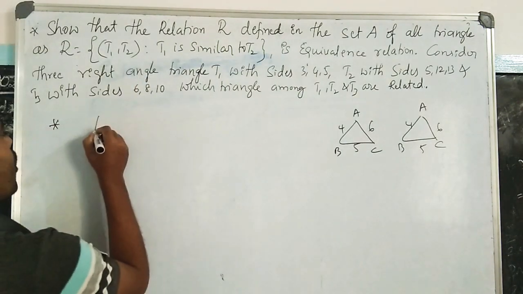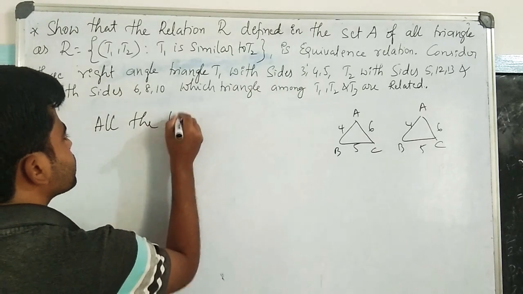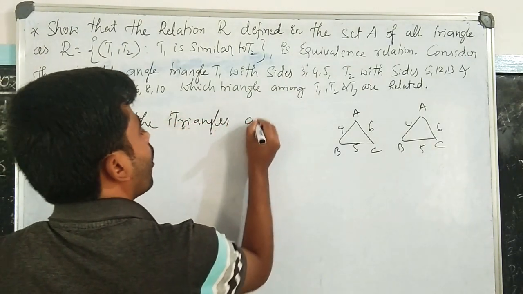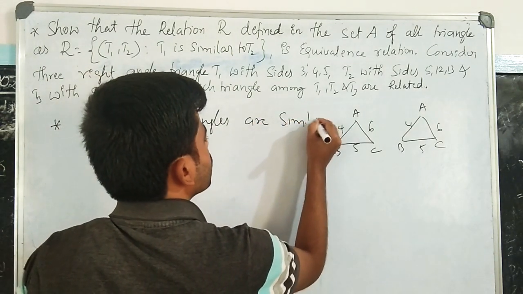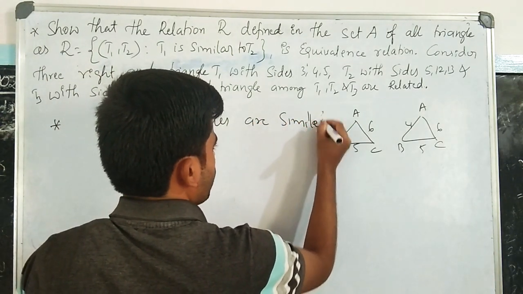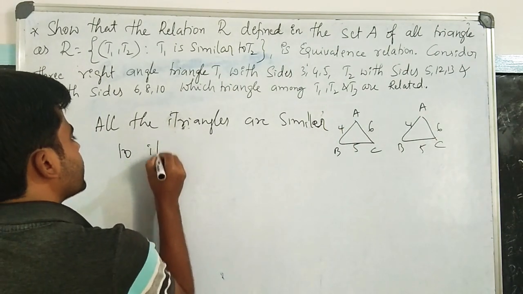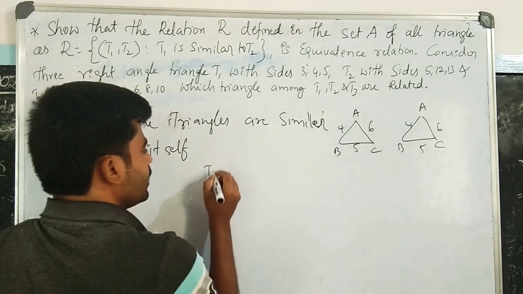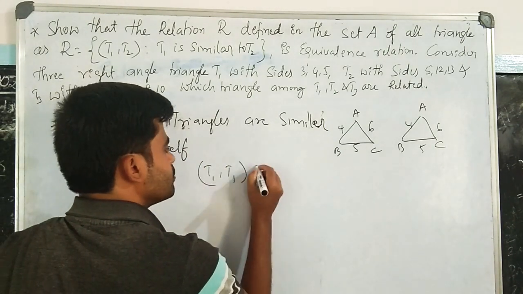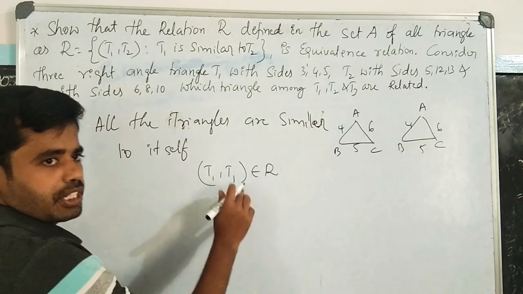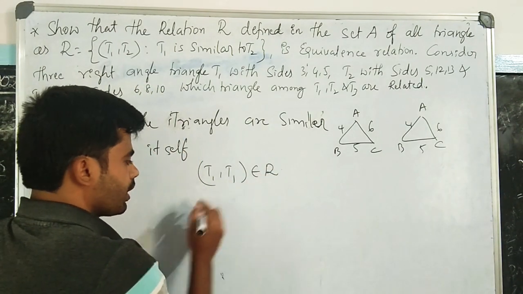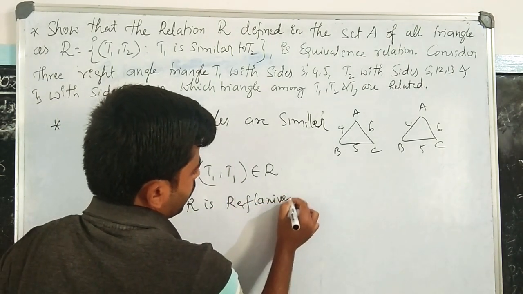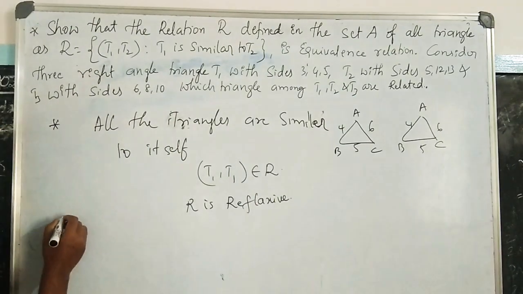What conclusion can we give? All triangles are similar to themselves. What can we say? (T1, T1) belongs to the relation. (T1, T1) belongs to R means what can we say? R is reflexive. R is reflexive. Next one. What is the next one?